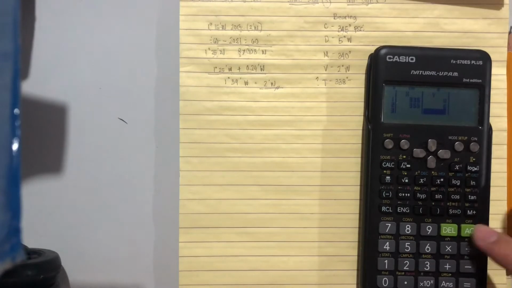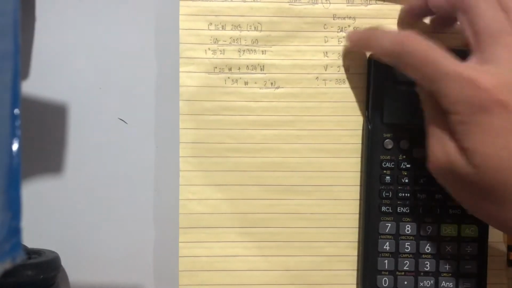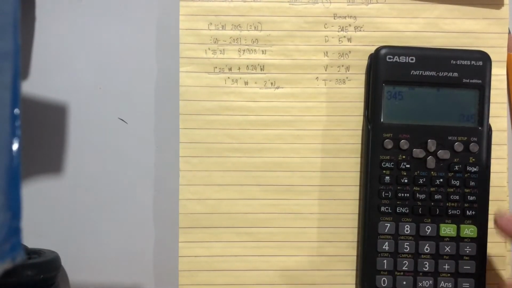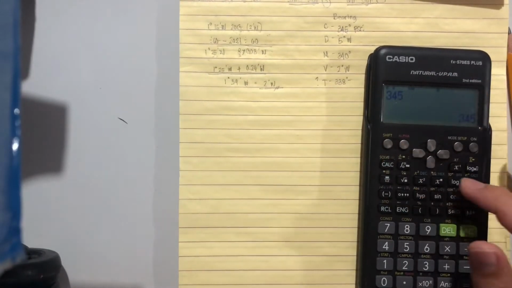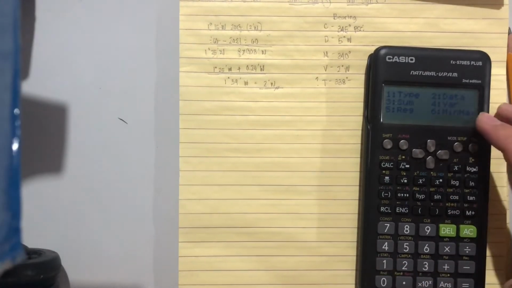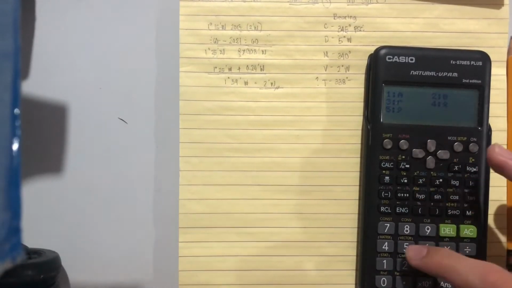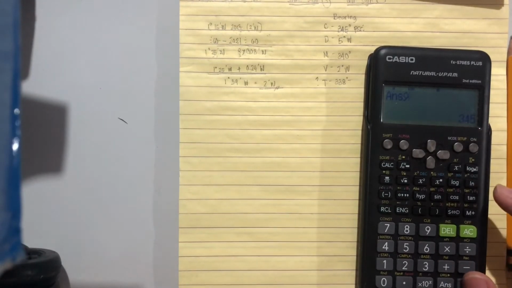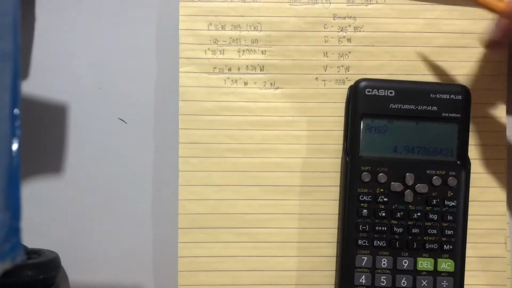So after that, we're going back. Then the bearing that was given is 345. So 345 degrees equals it, and go to shift, then press 1, which is stat 1, then 5, then 5. So this answer is 4.94. So round it off.